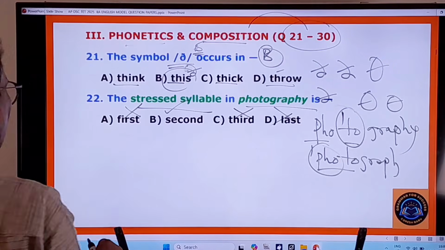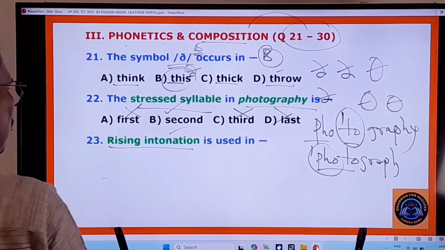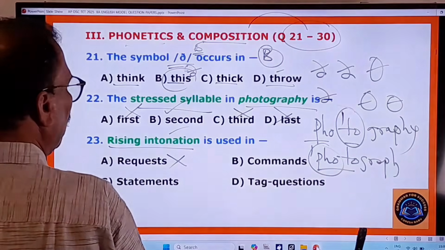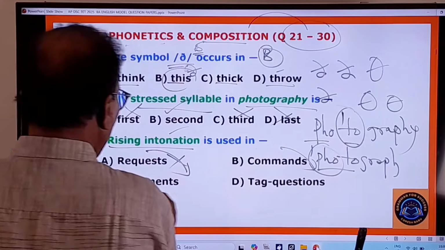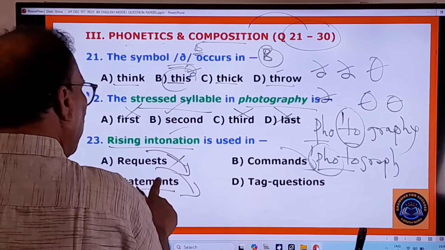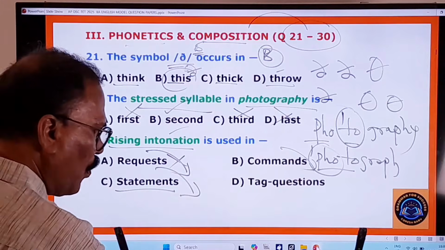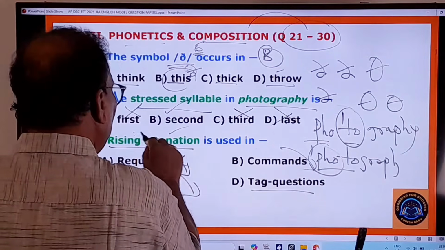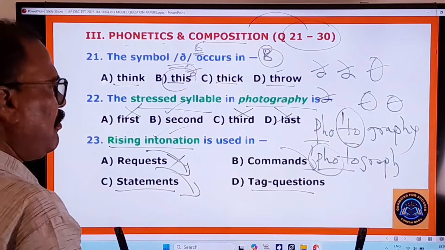You go to the 23rd question. Rising intonation is used in where? Request? No. You can find falling intonation on commands, statements. On these three things, you can find only falling intonation. That means the pitch will be falling down. But in the tag questions, the intonation will be rising. Intonation means the level of pitch.